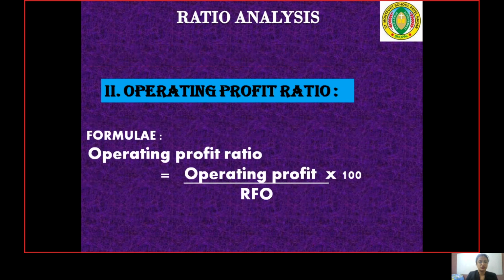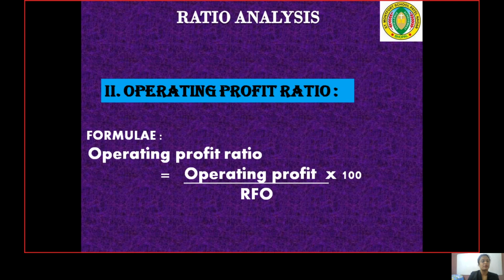The operating profit ratio formula is simple: operating profit upon RFO, where RFO stands for revenue from operations, into 100. As I told you children, in the profitability ratios we use the term percentage for the answer we get. This is the reason that in the profitability ratios, everywhere you will find the ratio is multiplied by 100, because whatever part we are taking for comparison is a part of the other thing.